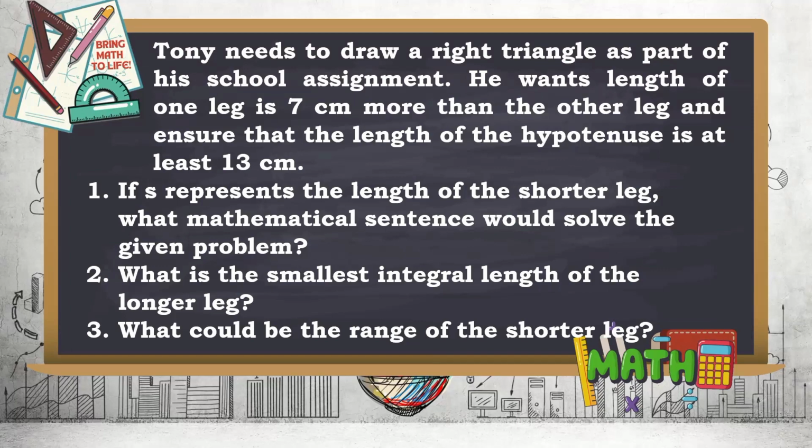Tony needs to draw a right triangle as part of his school assignment. He wants the length of one leg to be 7 centimeters more than the other leg and ensure that the length of the hypotenuse is at least 13 centimeters. Number 1. If S represents the length of the shorter leg, what mathematical sentence would solve the given problem? Number 2. What is the smallest integral length of the longer leg? Number 3. What could be the range of the shorter leg?